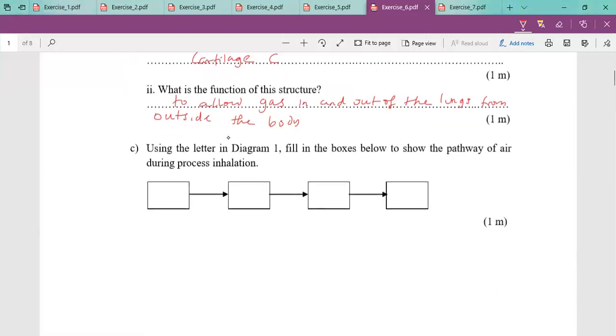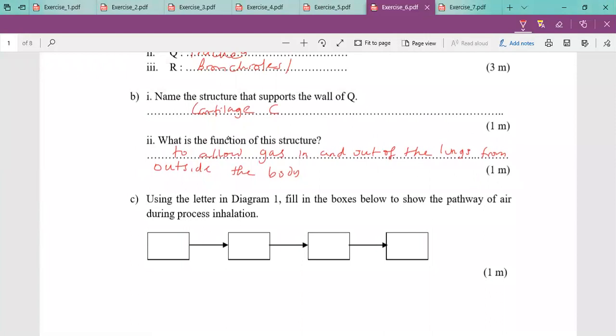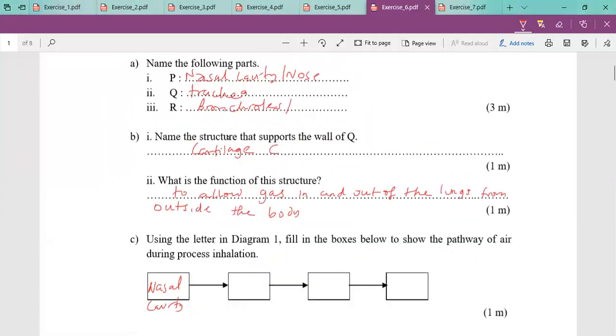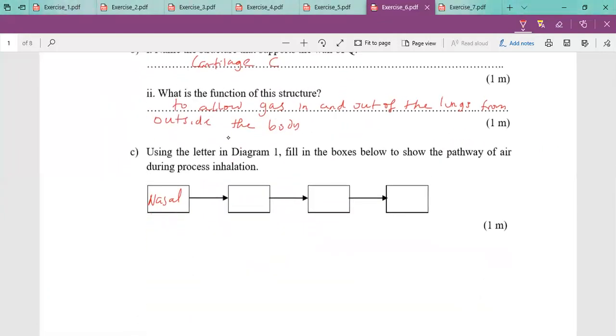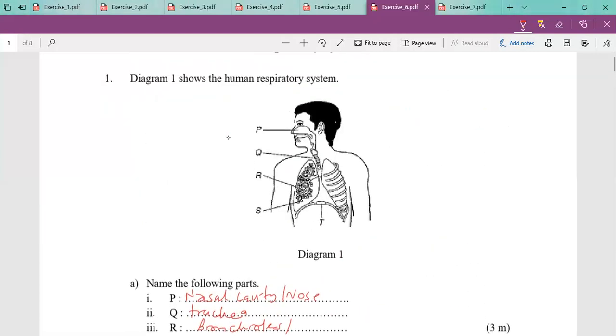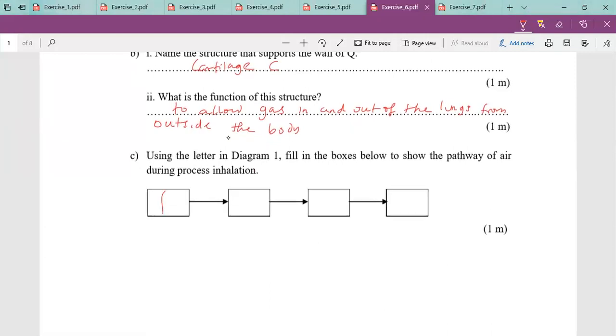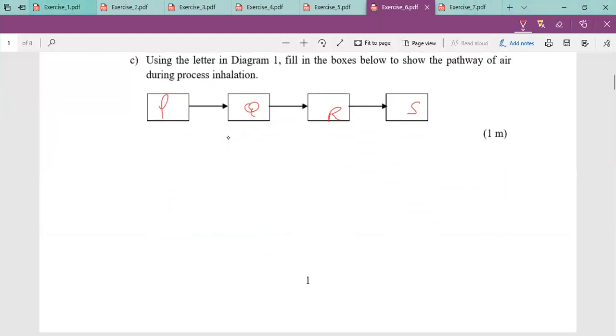Using the letters in diagram 1, fill in the boxes below to show the pathway of air during inhalation. Instead of writing it out, let's use PQRS. PQRS, that's inhalation. That's if you're taking in gas.